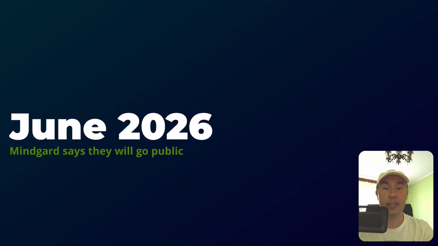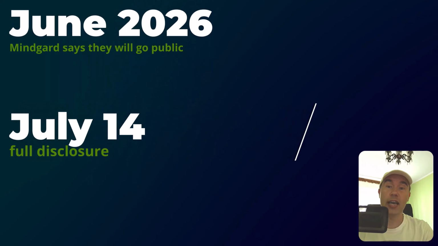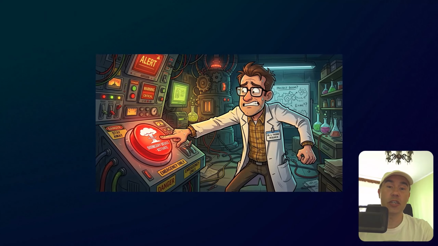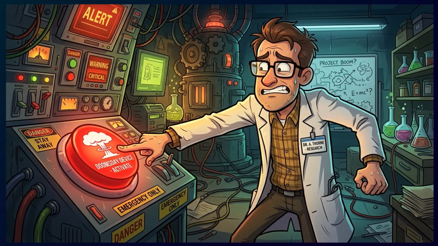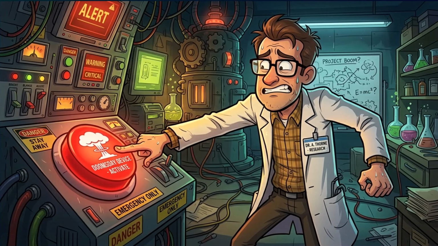June 2026. Mindgard says they will go public. July 14. Full disclosure. Full disclosure is the nuclear option. Researchers don't love doing it. They do it when waiting quietly starts protecting the vendor more than the users.